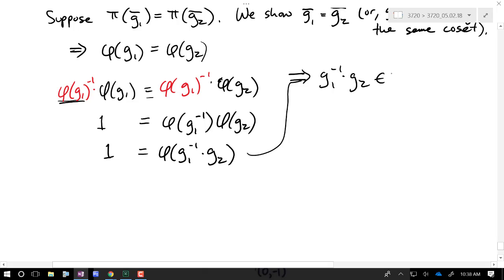It's the kernel. So the kernel is what we call all the elements that map to the identity. That's the kernel. And at the beginning of this proof, we said let's just abbreviate that as K.